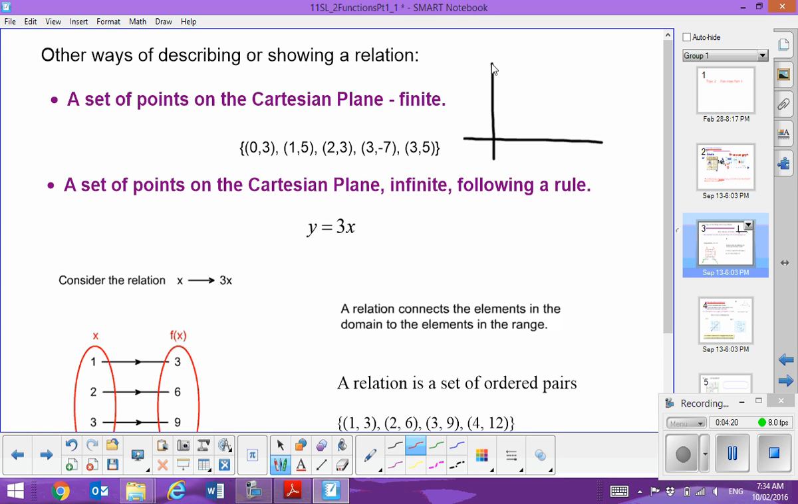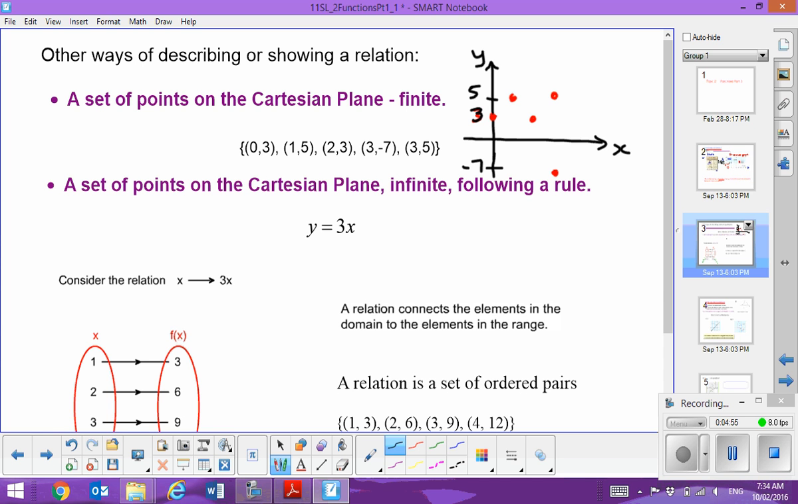I'm just doing a rough scale. There's our 3. There's our first point, (0, 3). The next point is (1, 5), so that could be here. The next point is (2, 3). Next point, (3, -7), totally out of scale. All right, I'll put a scale on. (-7, 5) and there's our 3. So here we've got points. We could show them on the Cartesian plane, or we could just list them.